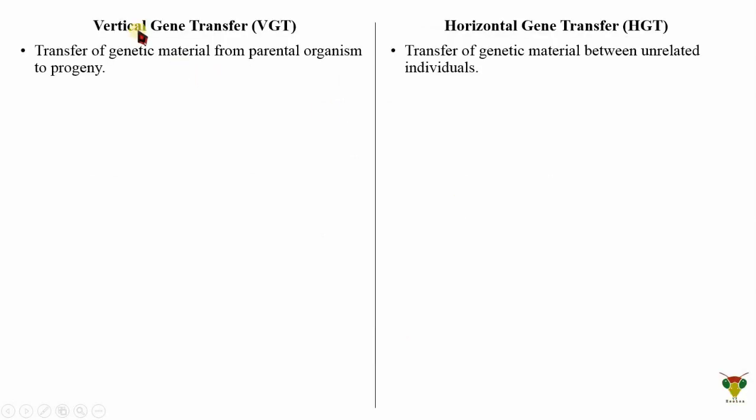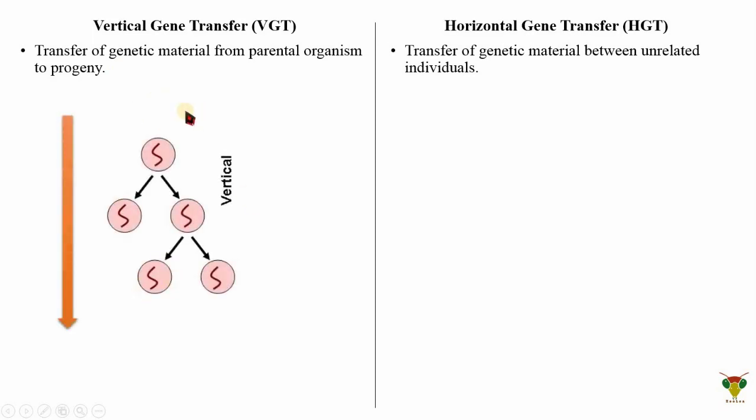So first is the vertical gene transfer. In vertical gene transfer, the genetic material is transferred from parents to the offsprings. By definition, it is the transfer of genetic material from parental organism to progeny. Here we have an example of cell division.